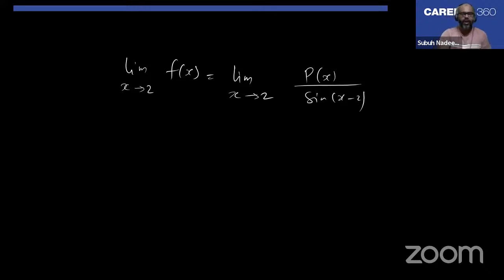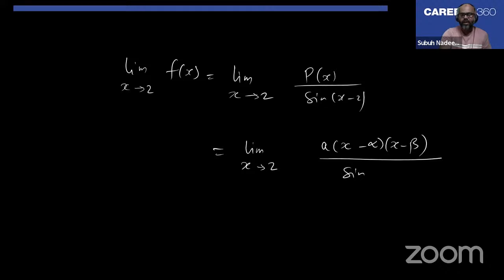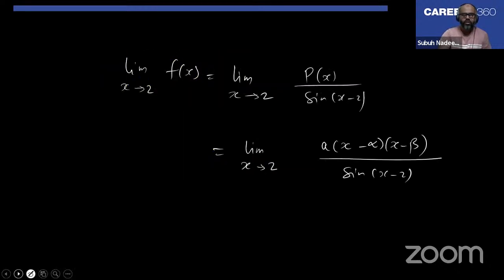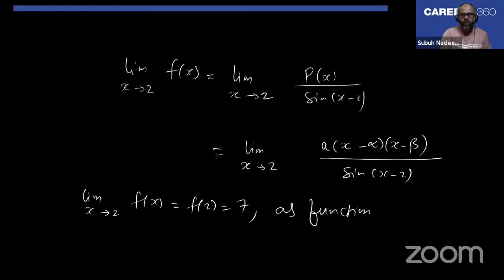वो वाला डेफिनेशन हम यहाँ पे लगाएंगे. अब हमें पता है कि px कैसा पॉलिनोमियल है, क्वाड्रेटिक है. तो उसके फैक्टर्स के फॉर्म में अगर लिखा जाए तो a इंटू x माइनस अल्फा इंटू x माइनस बीटा हम लिख सकते हैं इसे बाई साइन x माइनस 2. और हमें पता है कि जो x इक्वल टू 2 पे वैल्यू है वो 7 है, विच इज अ फाइनाइट वैल्यू. सो लिमिट x अप्रोचिंग टू 2 of f(x) is equal to f(2), which is 7, as function is continuous at x equal to 2.